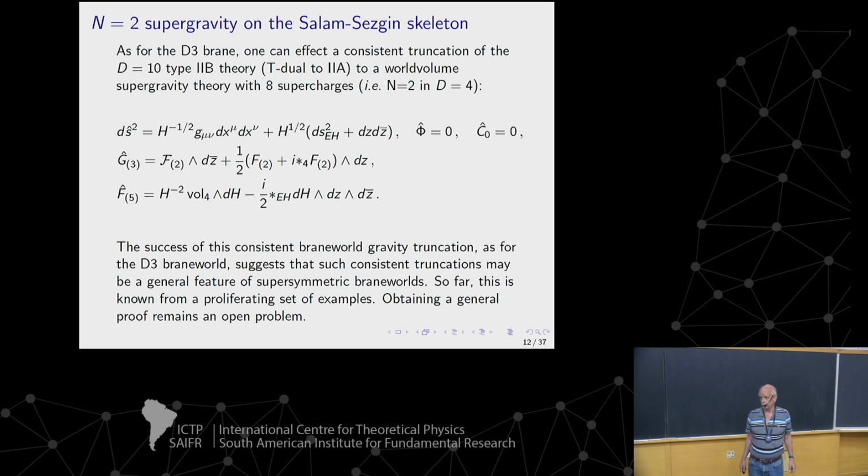now the skeleton is what I just wrote for you, you can now consider fluctuations around this background, and it generates a supergravity, N equals 2 in 4 dimensions, 8 supercharges, off the Salam-Sezgin skeleton. So this suggests, in fact, that such consistent truncations may be a general feature of such supersymmetric brane worlds, and we're starting to see this in other circumstances. I think it's a theorem, but we don't know how to prove it, that this always happens.